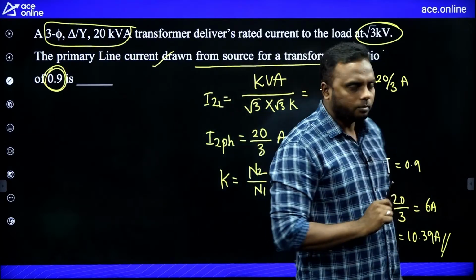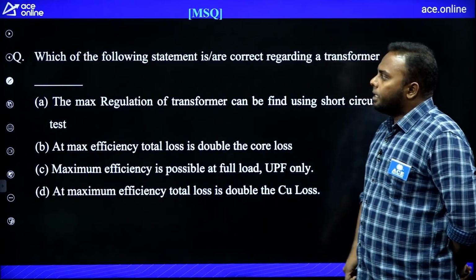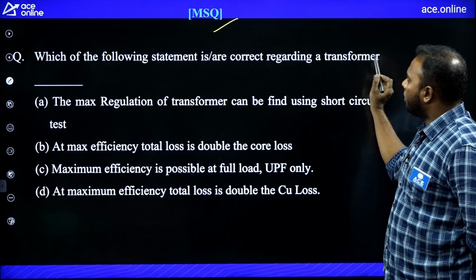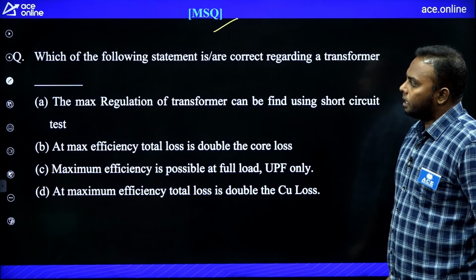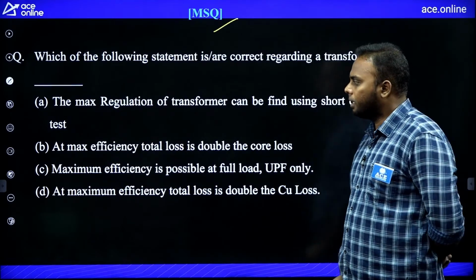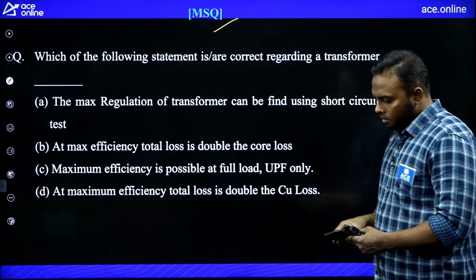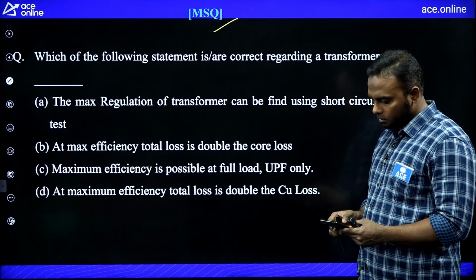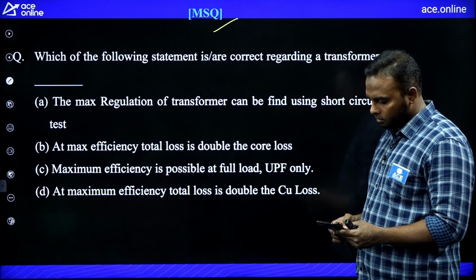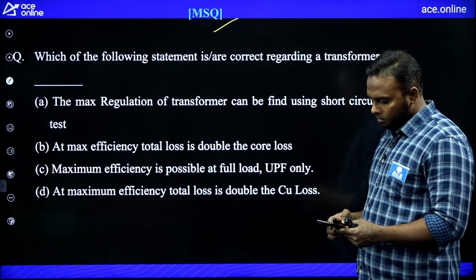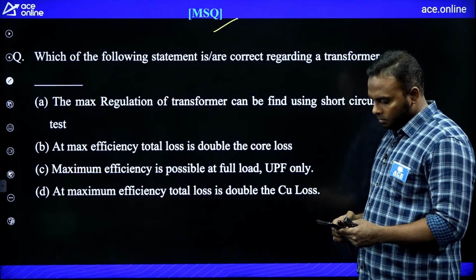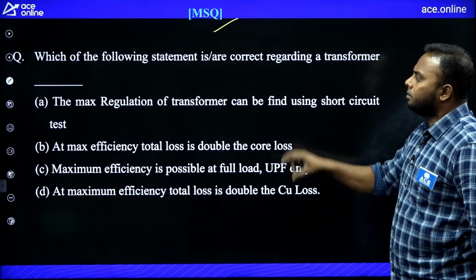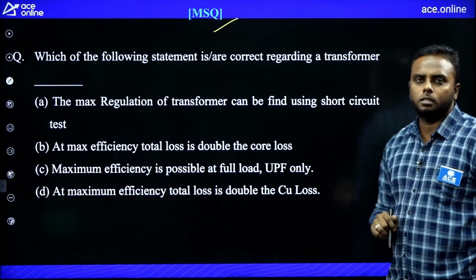Next question, let's see. This is an MSQ question. Which of the following statements is or are correct regarding a transformer? See the options. Tell me which option is correct. First option, right or wrong? Maximum regulation of a transformer can be found using the short circuit test. Right or wrong?